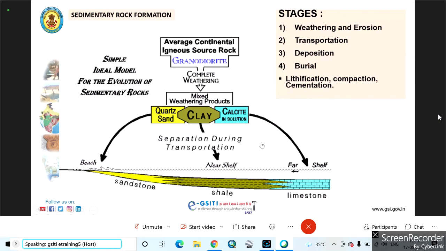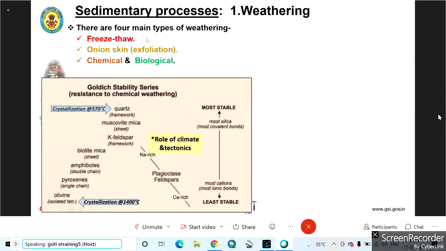So let us see a view very quickly. I will go through the salient points of the different stages of the sedimentary rock formation. Here you see that the first stage is weathering. There are mainly four types of weathering.